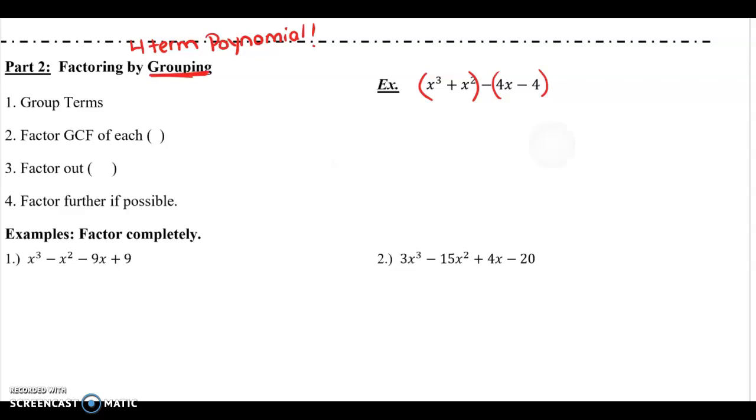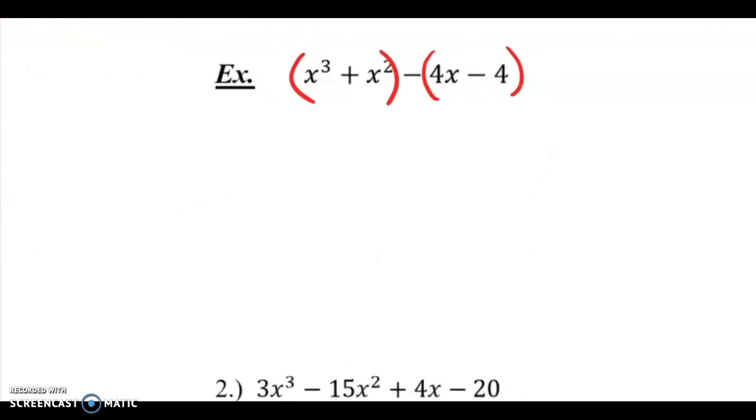So if I look here, x cubed, actually, you know what? I'm going to do different colors. I'll leave this color and this pink. So starting with my first 2 terms, x cubed and x squared, my GCF is an x squared. So I can divide these by x squared. It leaves me with an x and a plus 1.